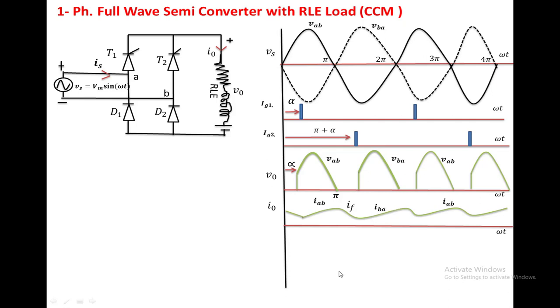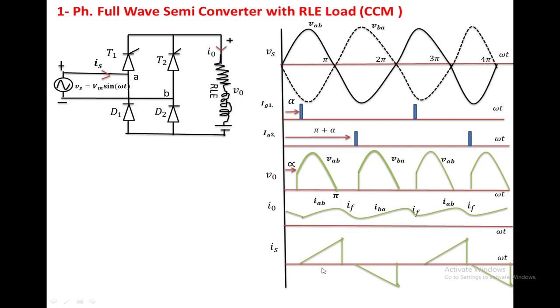Now we are going to draw the source current. From alpha to pi, T1 and D2 are conducting, so the source current is equal to the load current, which is positive. From alpha to pi, you take the same waveform here. When freewheeling action takes place, the source is not supplying any current, so it is 0. Again from this point to this point, the source supplies current through T2 and D1. Again freewheeling action gives 0. Complete the waveform.